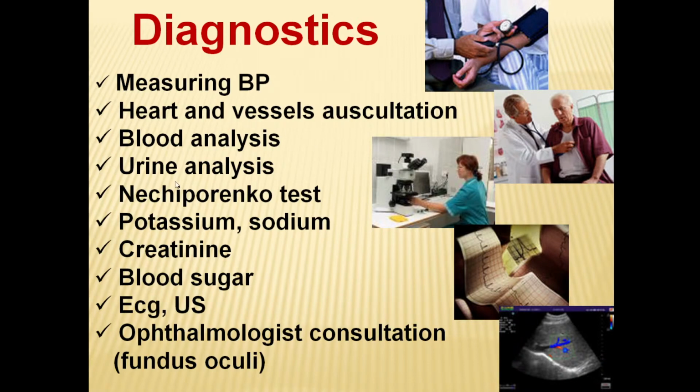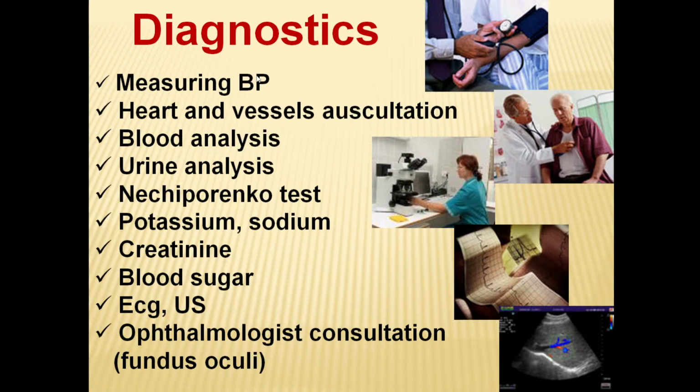We'll obligatorily send our patient for blood and urinalysis together with the specific Nechiporenko test and creatinine to reveal problems with the kidney, because high blood pressure may be a complication preceded by chronic kidney diseases such as glomerulonephritis or pyelonephritis or other kidney diseases. We'll examine the level of microelements, potassium, sodium, to reveal some endocrine disorders. We'll control blood sugar, because diabetes mellitus is a provoking factor of hypertension. We'll obligatorily send our patient for electrocardiogram and ultrasonography and examine the fundus oculi.